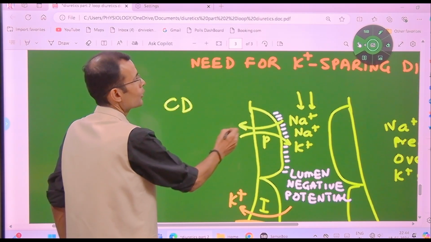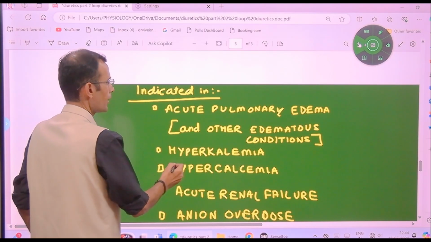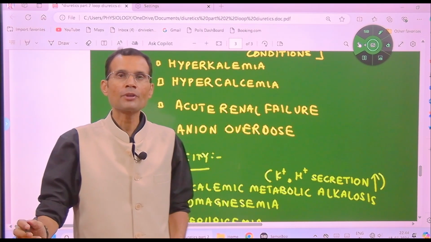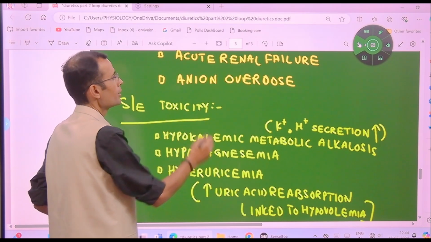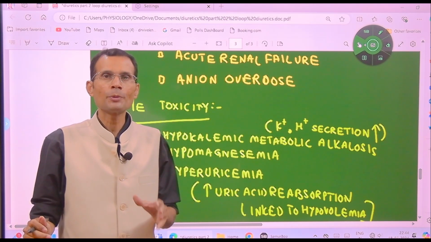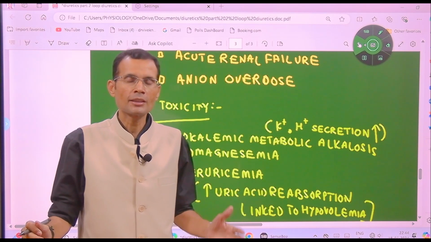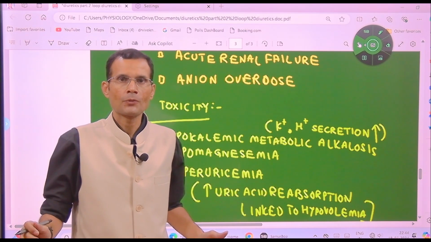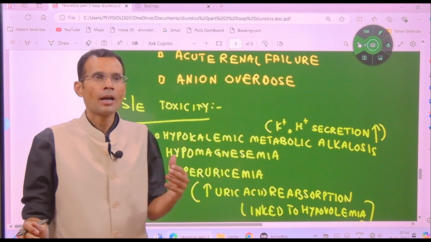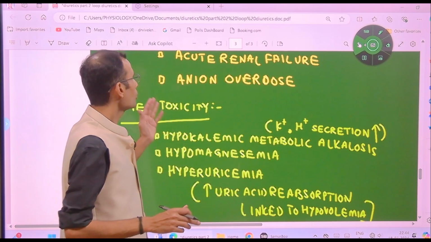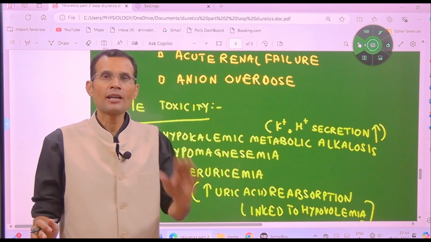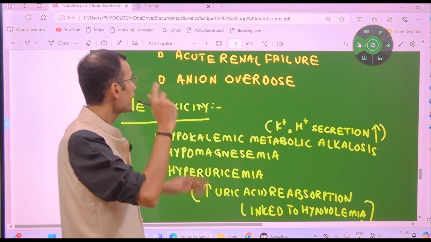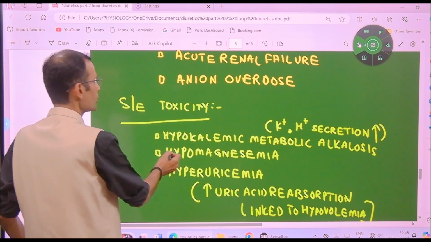All right. What else? What other conditions? Hypercalcemia, we already saw. In hypercalcemia, the loop diuretics can cause increased excretion of calcium. Then acute renal failure, anion overdose. This condition also needs to be explained. There are certain toxic anions, and if they are ingested, they are reabsorbed from the thick ascending limb of the loop of Henle. The toxic anions, bromides for example, can cause overdose and toxicity. So the loop diuretics, by blocking that NKCC transporter, can also block the reabsorption of those toxic anions like bromides, and they will be lost into the urine. So in that condition, okay.